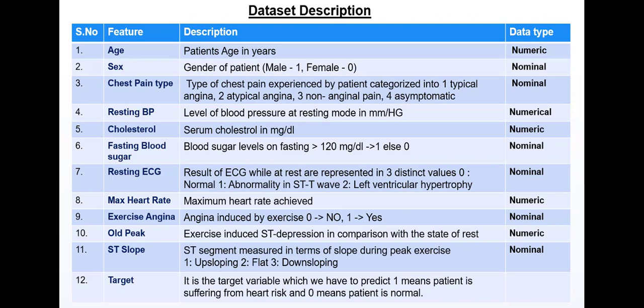Next comes the non-anginal pain. These are totally irrelevant in terms of heart disease. Okay, non-anginal pains generally resemble heart pain in patients who do not have heart disease. Okay, it generally occurs behind the breastbone and is described as a squeezing or pressure-like situation in our chest.